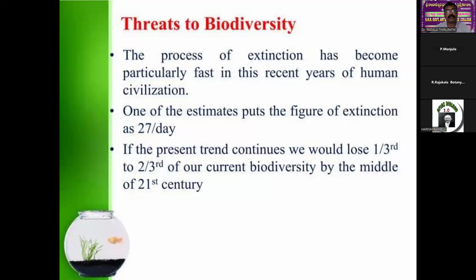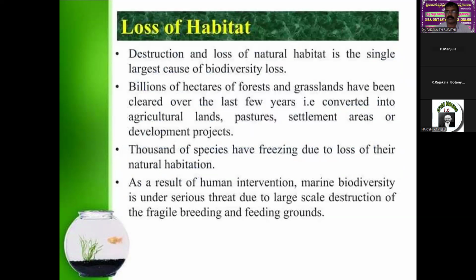The process of extinction has become particularly fast in recent years due to human civilization. One estimate is 27 species per day. If the present trend continues, we will lose one third to two thirds of our current biodiversity by the middle of the 21st century.